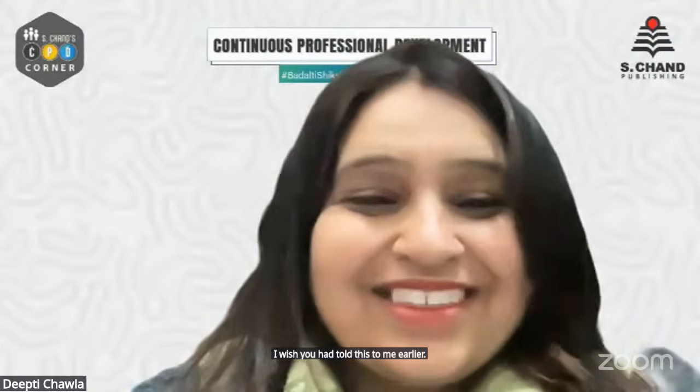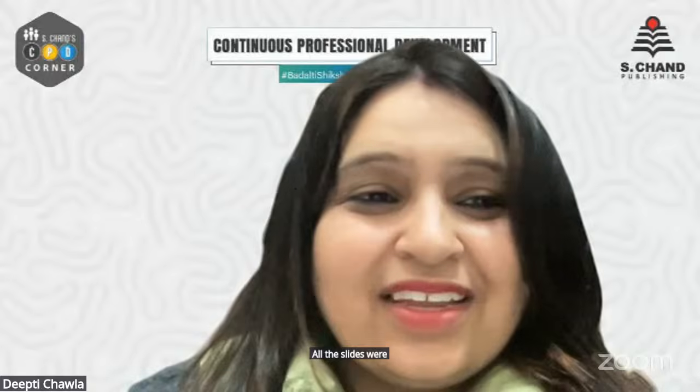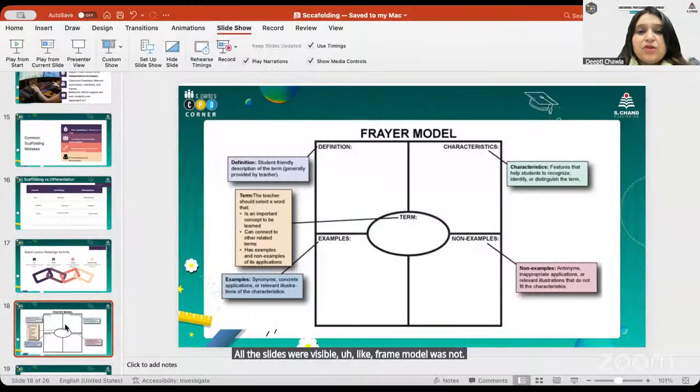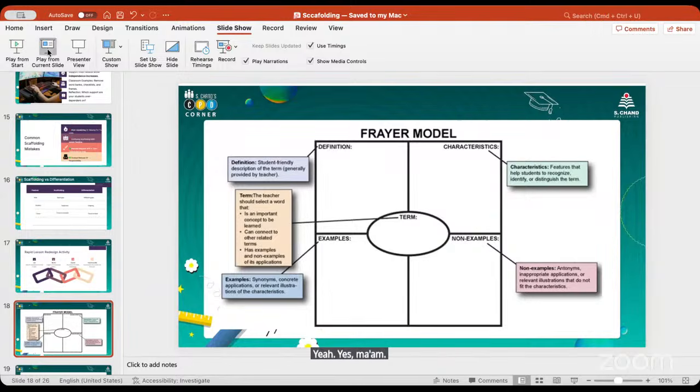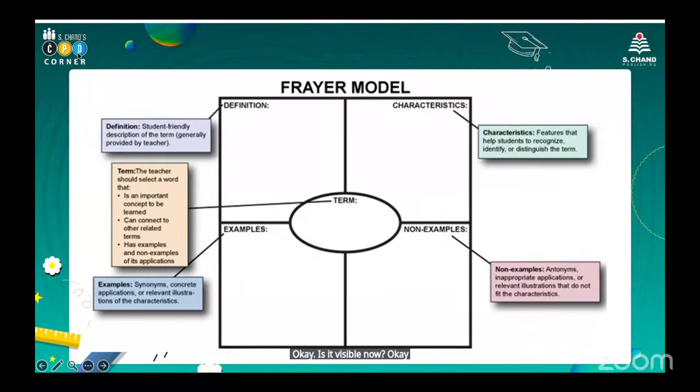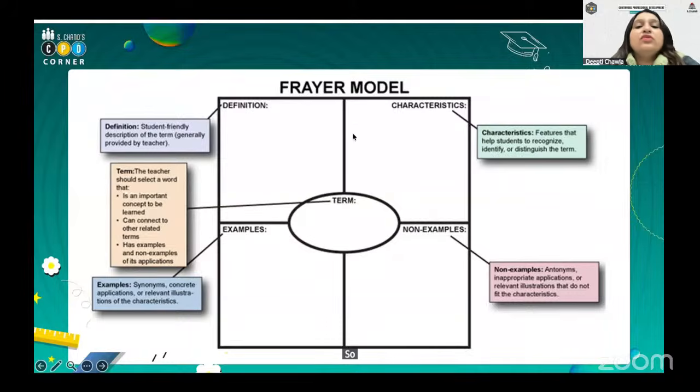I wish you had told this to me earlier. All the slides were visible, like the Frayer model was not. Oh, okay. Yeah. Is it visible now? Yes, ma'am. Okay. So, as you can see, top right corner, top left corner, and so on and so forth.